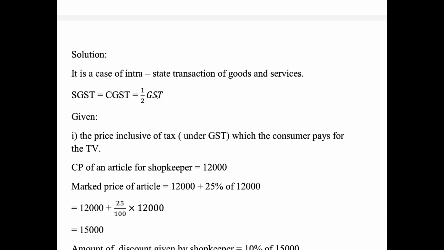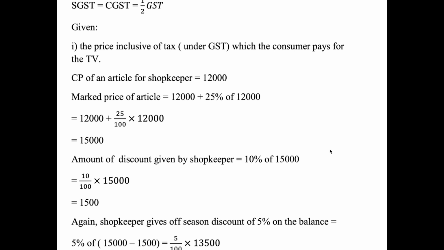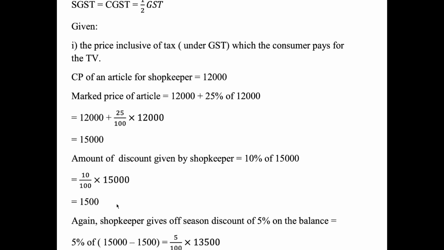As in the case of interstate, CGST, SGST are half, so 50% of GST each. The price inclusive of tax under GST which the consumer pays for the TV: the CP of the article is 12,000, marked price 25% above CP. So just add 25% of the 12,000, you will get 15,000. Amount of discount given by the shopkeeper, so 10% of that 15,000, that is 1500.